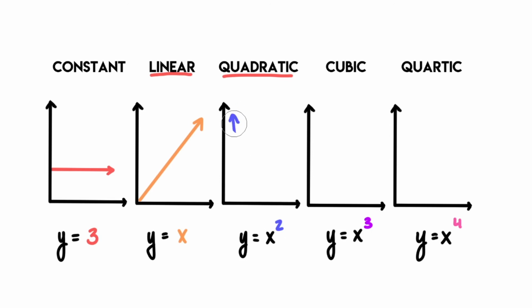Quadratic is not constant change. Quadratic is, of course, like we looked at earlier, going to create that parabola, that nice big smiley face. So we are obviously still changing, but we're changing a lot there.